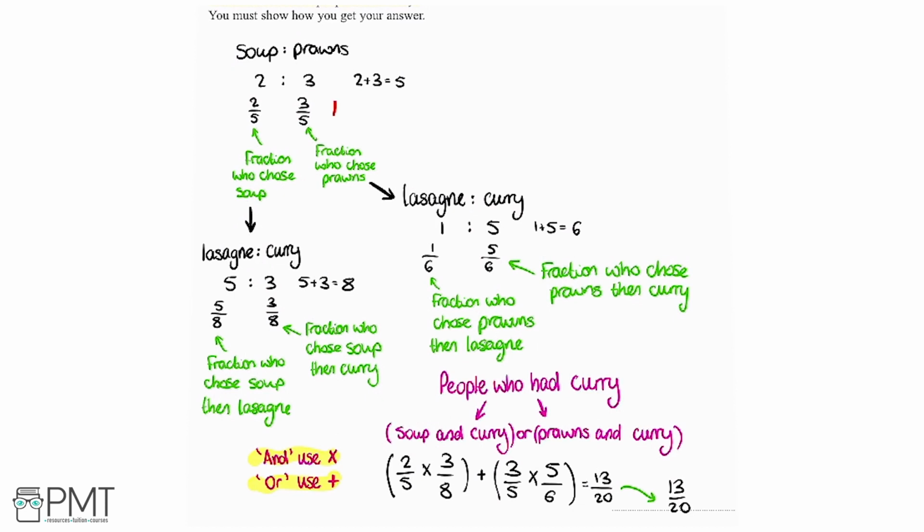We get our first mark up here. Then we get a second mark down here for this section and this section. We get our third mark for this working here, and our fourth mark for the correct answer of 13 out of 20.